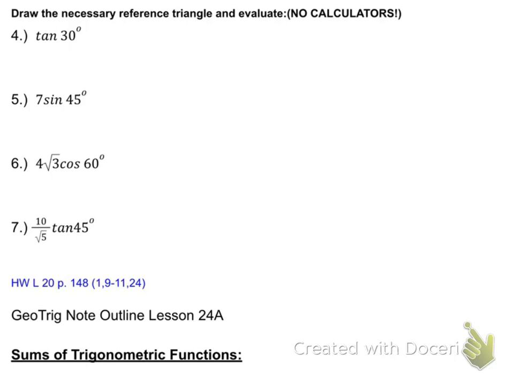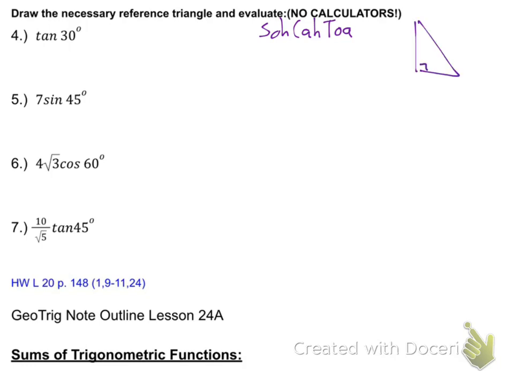Now, to do these, we have to kind of go back to what we did in lesson 14. We can use SOHCAHTOA. So let's write SOHCAHTOA down. You don't have to draw the actual angle of 30 degrees, 45 degrees, 60 degrees, and so forth, you can use just reference triangles. So let's talk about putting those on here, because it's a new page.